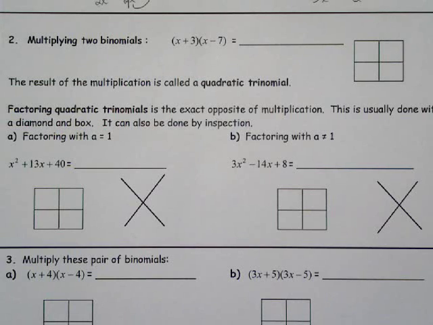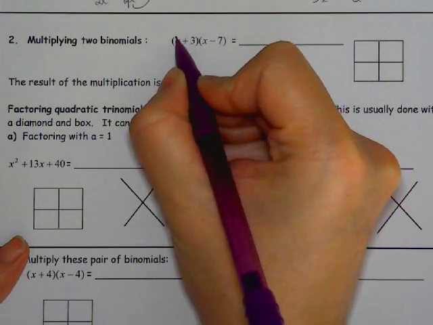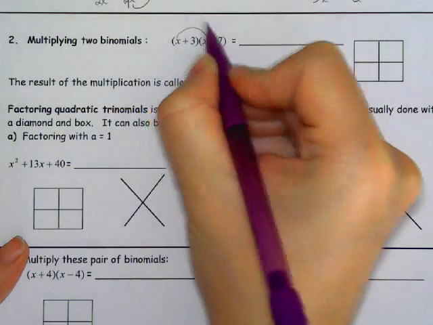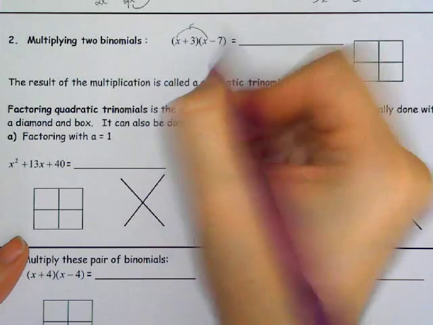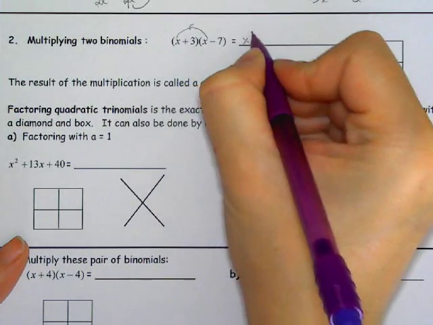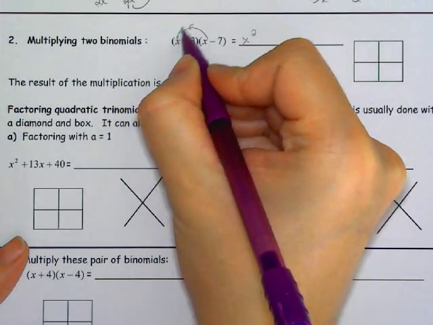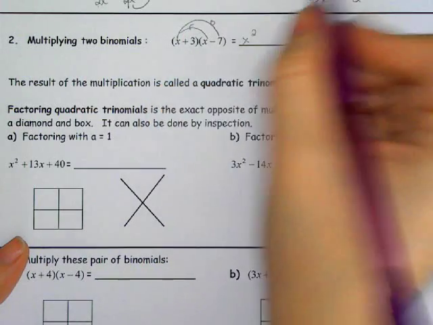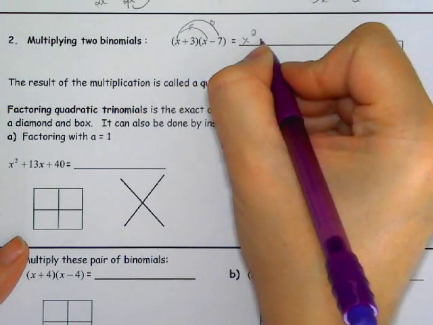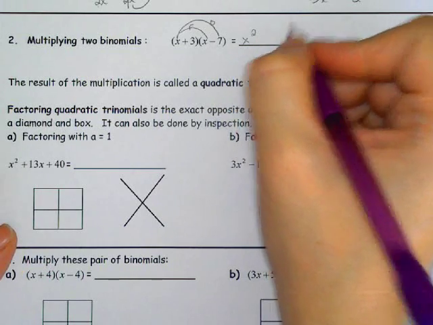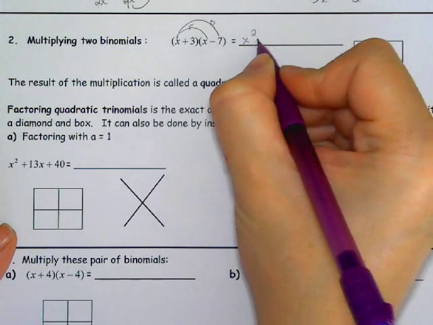two binomials? Again, there are 2 methods. One is the FOIL method. And that one says that you multiply the first terms, that's your F, and that's x times x, so x squared. Your outside terms, that's the O, so x times negative 7. Make sure you watch out for your negatives on these kind of problems, so negative 7x.